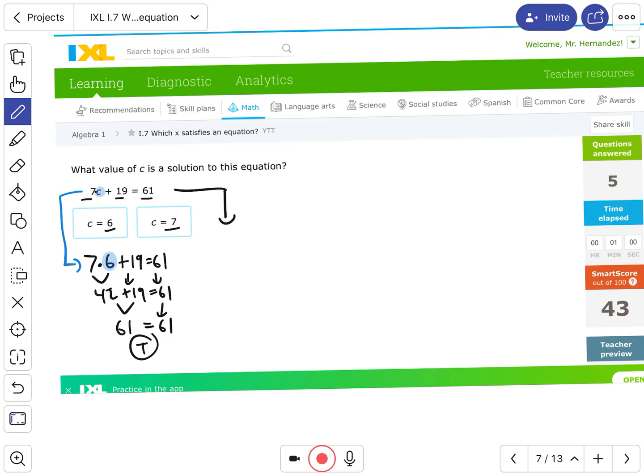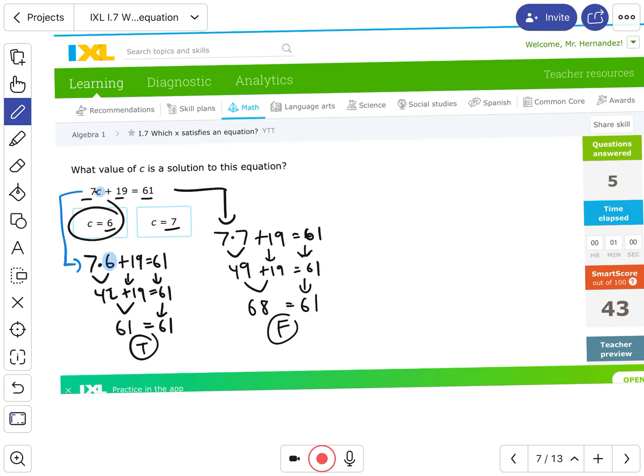Let's rewrite this over here. But instead of that c, let's write 6. So it's 7 times, or actually it's going to be 7 on this side. So 7 times 7 is 49. Bring down the plus 19. Bring down the equals 61. 49 plus 19 is 68. Bring it down, and that's false.